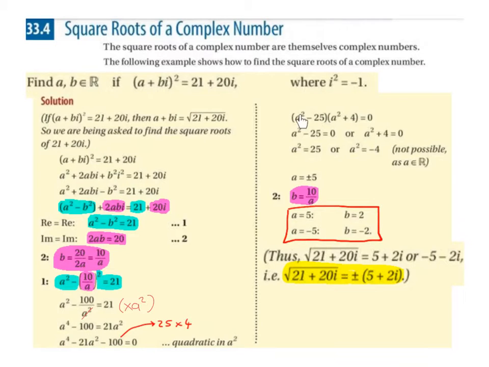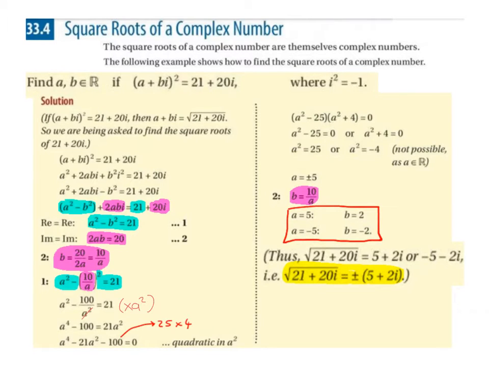So we let a² - 25 equal 0. So we get a² equals 25. So a is equal to plus or minus 5. And then we let a² + 4 equal 0. So a² is equal to -4, which is not possible because it said in the question that a and b are elements of the real number set. So we cannot get the square root of a negative number unless we get a complex number. So if it has to be a real number, then this is not possible. So a must be 5, or else a must be -5.